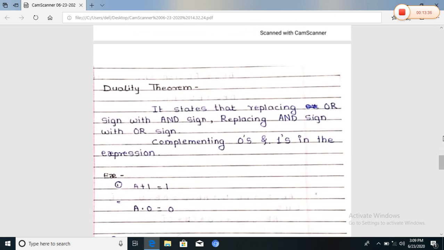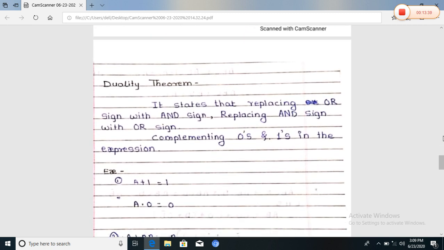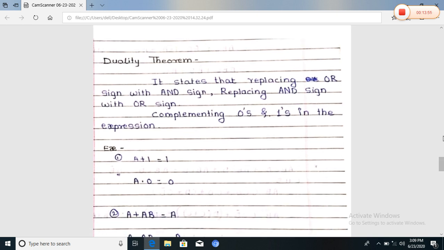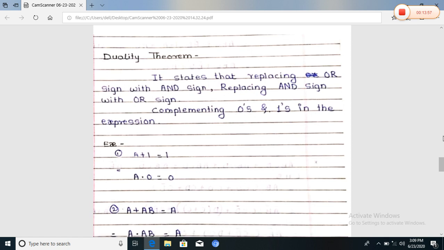This duality theorem states that replacing the OR sign with the AND sign, replacing the AND sign with the OR sign, and complementing zeros and ones in the expression. What does this mean? See the example. A plus 1 is equal to 1.